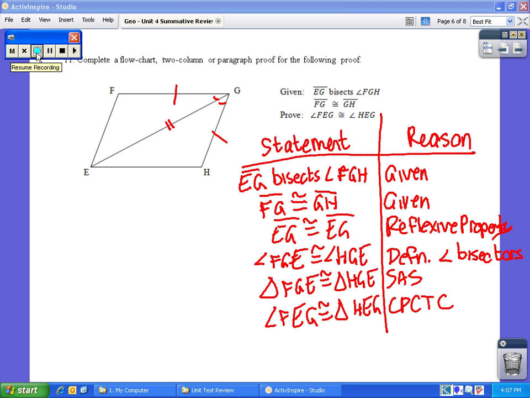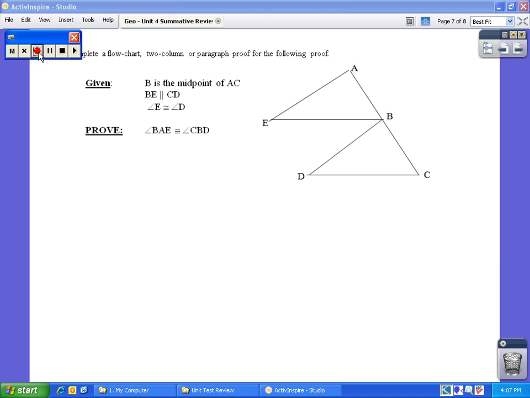Pause it if you did the two-column proof, and you can check my work with your work. I am not going to do a paragraph proof. I'll do the same thing for these last couple of proofs that I did on the last one. I'll do a flowchart first, and then I'll do a two-column proof.